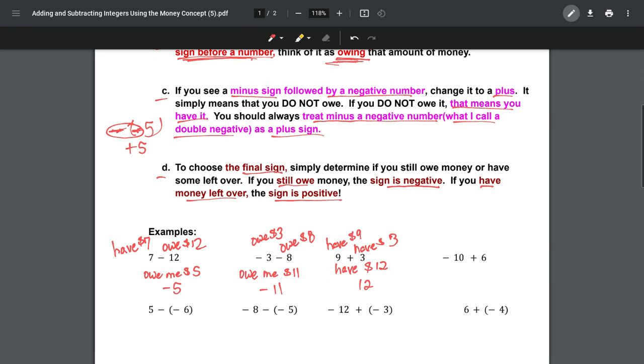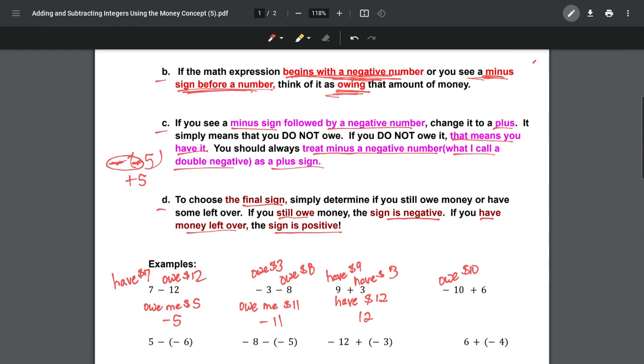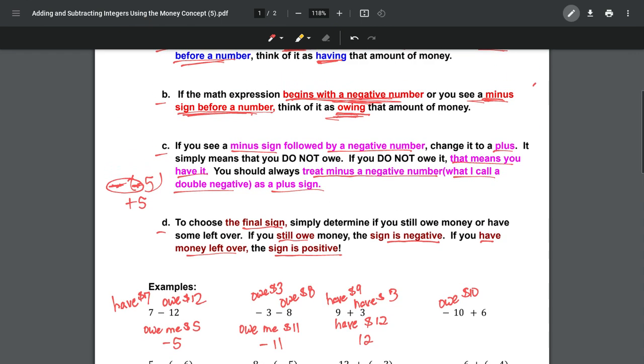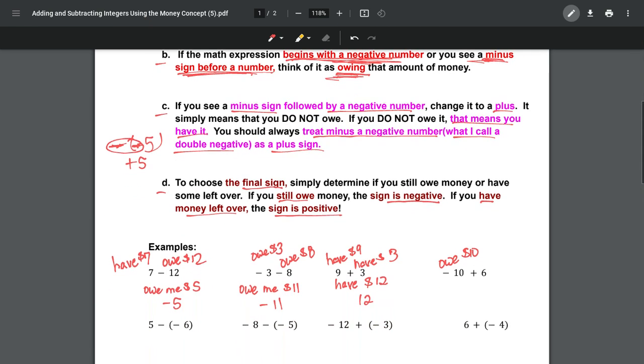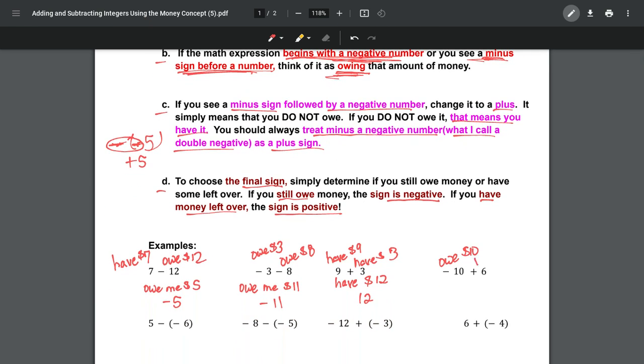All right. On the next one, it begins with a negative. If it begins with a negative or it's a minus before it, that means you owe it. So you owe me $10. But then that's plus 6. So there's a plus sign before the number. So that means you have $6. You have $6 to give me, but you owe me 10.